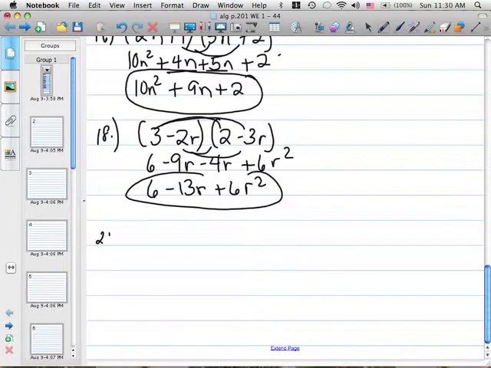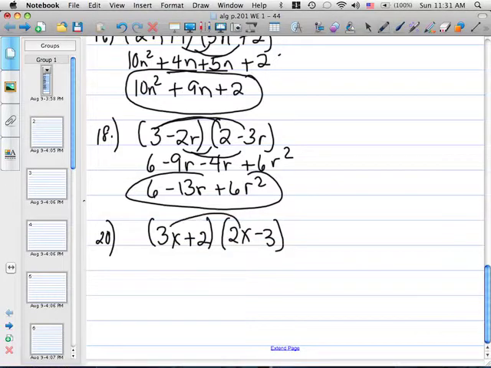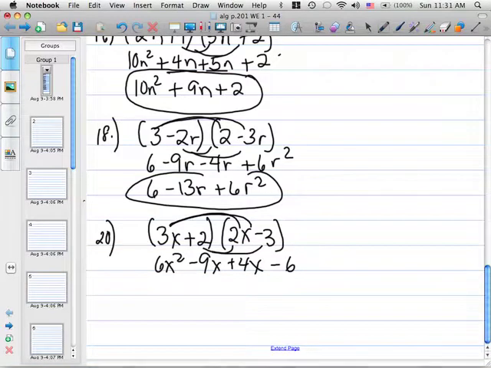And 20, we have 3x plus 2 times 2x minus 3. First terms, 6x squared, outer term minus 9x, inner term plus 4x, last minus 6. So that gives us 6x squared, negative 9 plus 4 is negative 5x minus 6.